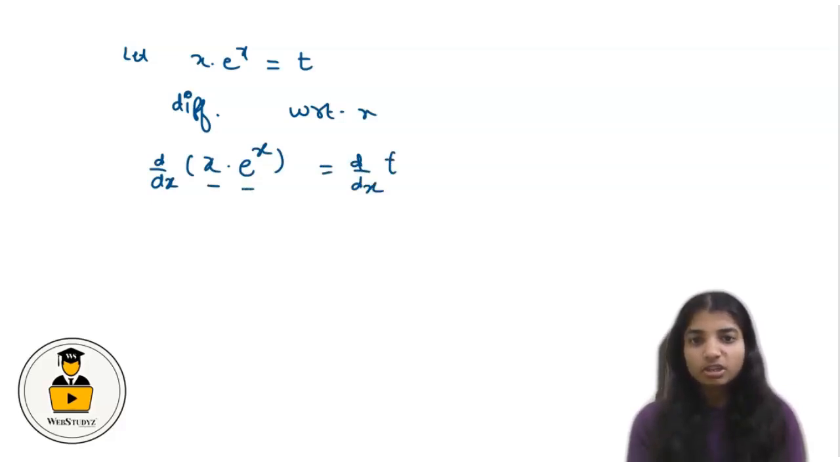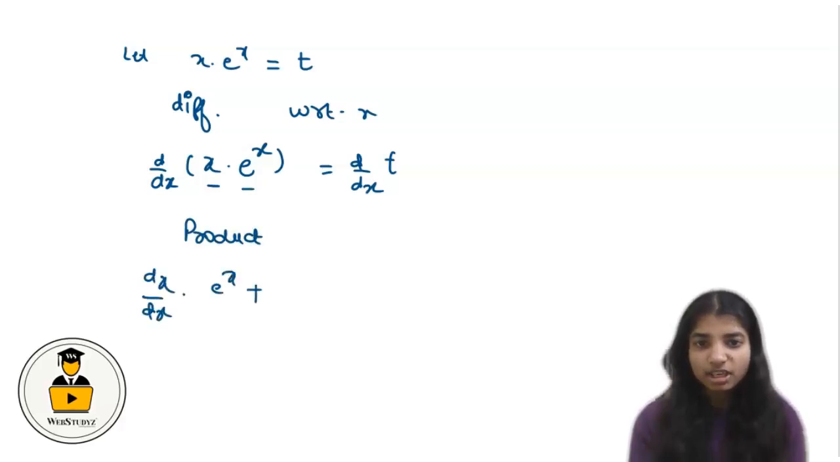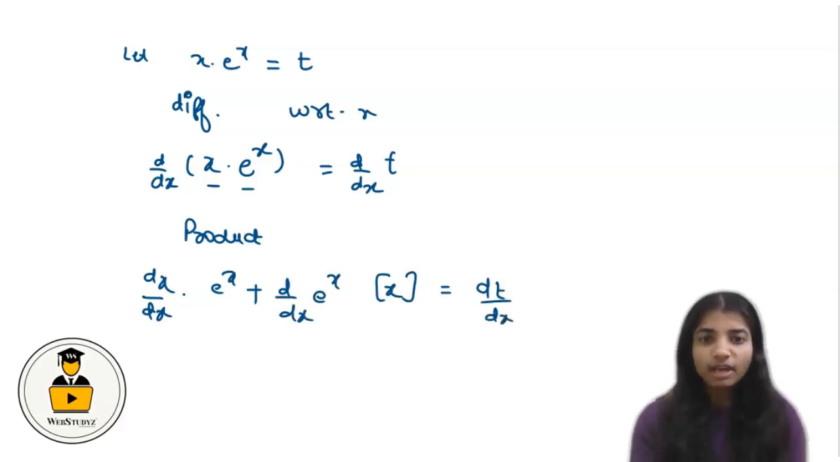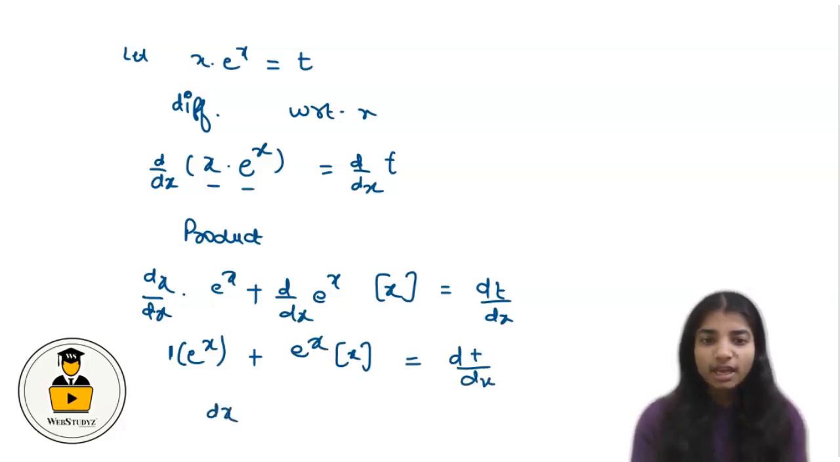Now this is a multiplication of two functions, so we are going to use the product rule. According to the product rule, the differentiation of the first function multiplied by the second function remaining as it is, plus the differentiation of the second function multiplied by the first function remaining as it is. This equals dt/dx. The differentiation of x with respect to x is 1 multiplied by e raised to the power x, plus the differentiation of e raised to the power x is e raised to the power x, and x remains as it is. This equals dt/dx. So the value of dx becomes dt divided by (e raised to the power x plus x e raised to the power x).